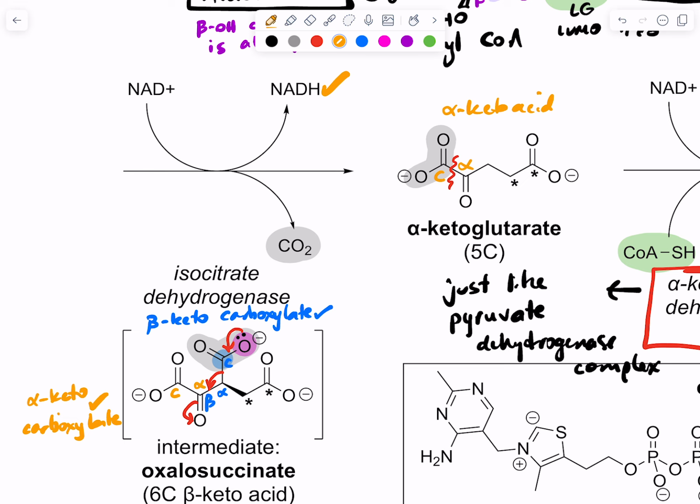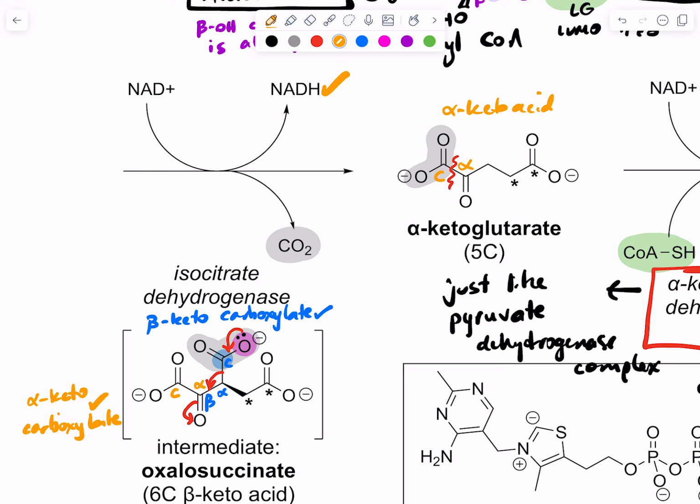Decarboxylation of a beta keto acid happens spontaneously. Decarboxylation of an alpha keto acid, you have to have a big enzyme complex to make it happen. So that's why you decarboxylate the beta keto carboxylate first, and then you go on to the next one.